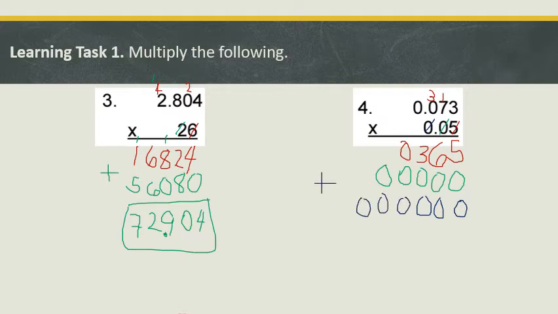So, add natin siya. So, we have 5, 6, 3, 0, 0, 0. Then, ilang decimal places to? So, 1, 2, 3, 4, 5. So, dito tayo maglalagay ng decimal point.